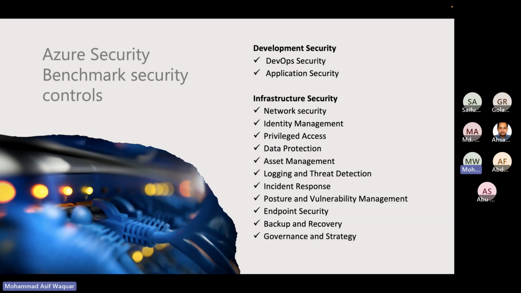Endpoint security is about to whom you are giving access from on-prem or an external network, and how you create your endpoint security, creating a private endpoint or service endpoints. Also how you ensure your backup and recovery is secure, and from a governance and strategy point of view, how you design your whole governance model to ensure security. These are the Azure security benchmark controls which apply to both development and infrastructure security. In this session, I will be discussing more of the development security.